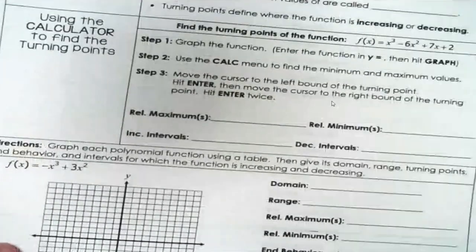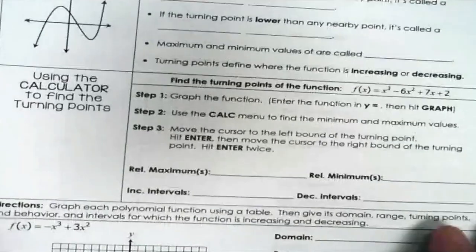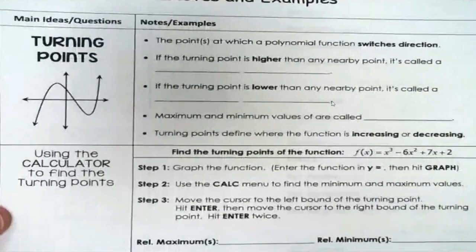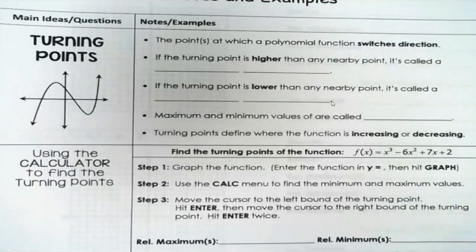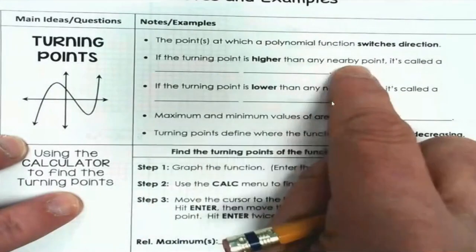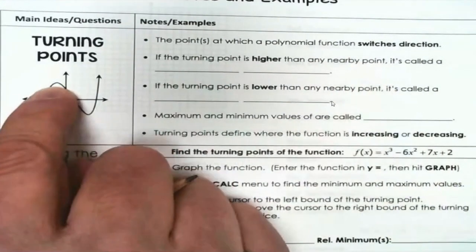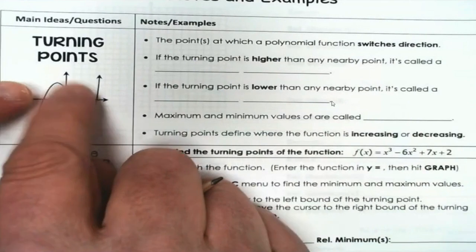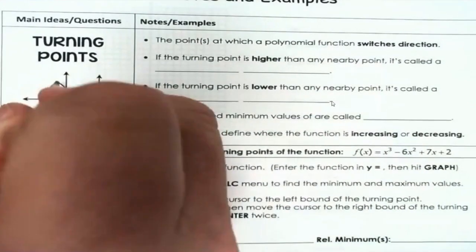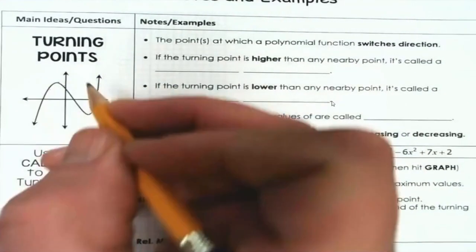All right. Let's look at something else. Let's look at turning points. Okay, so it says a turning point is the point at which a polynomial function switches direction. Well, that makes sense. It's where it switches direction. And if the turning point is higher than any nearby point, like this is a turning point right there, right? And it's higher than both the sides. This point is higher than the points around it, right? That point is higher than any point around it.